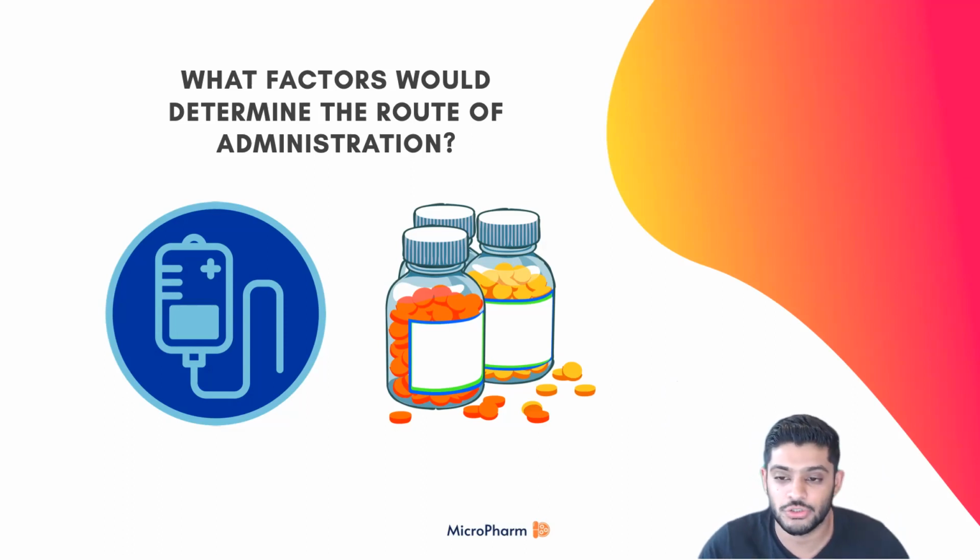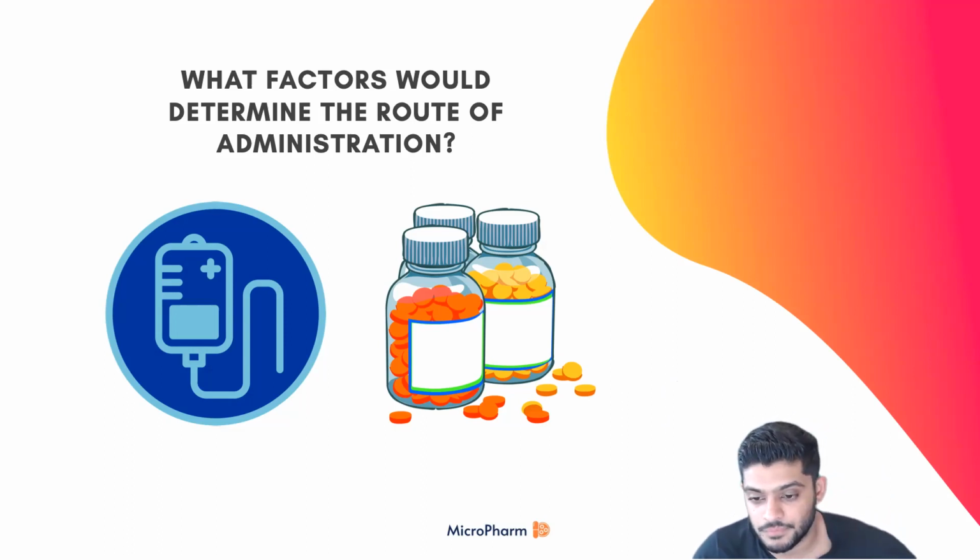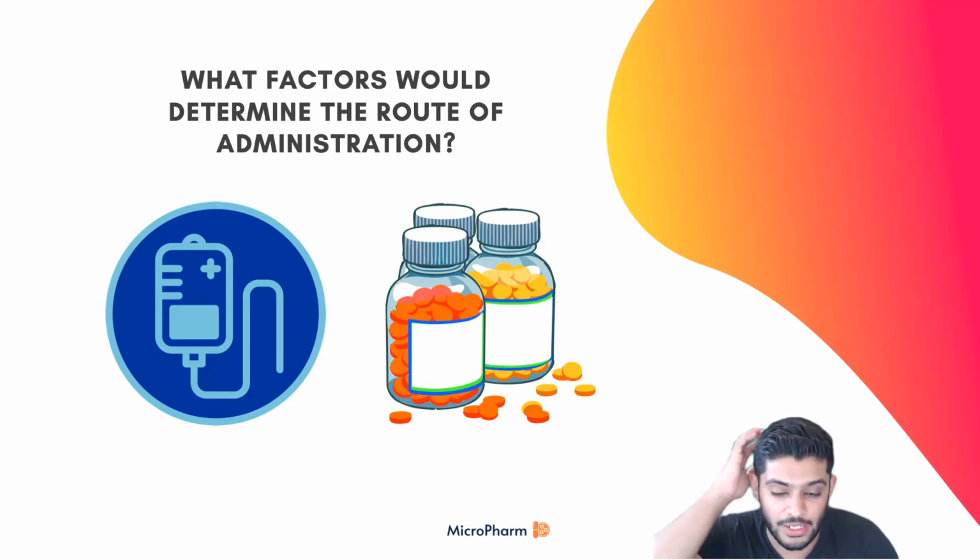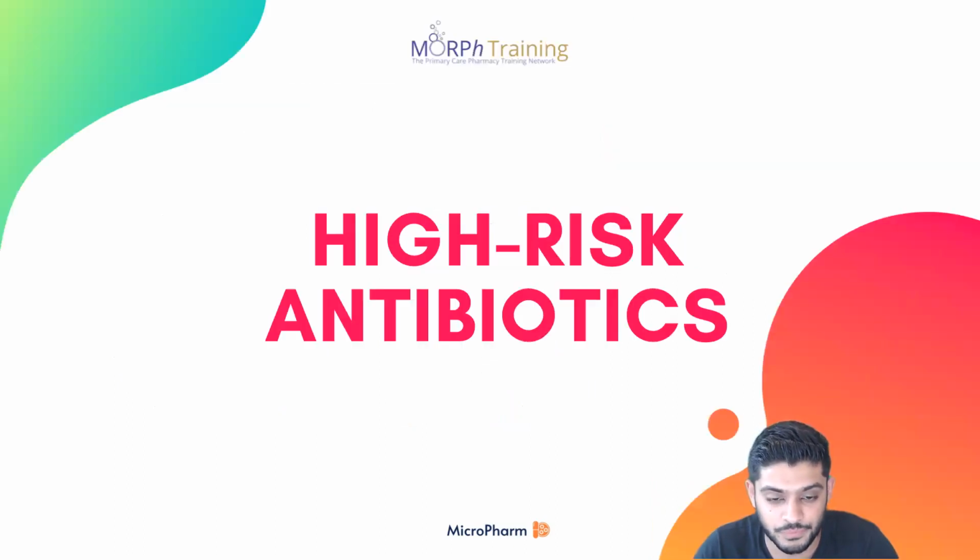Why is it beneficial to use an antibiotic intravenously? You have absolute bioavailability, 100% bioavailability. If you're giving it orally, your bioavailability is greatly reduced. You have a faster onset of action and increased bioavailability. These are crucial when it comes to giving an antibiotic rapidly for a severe infection.